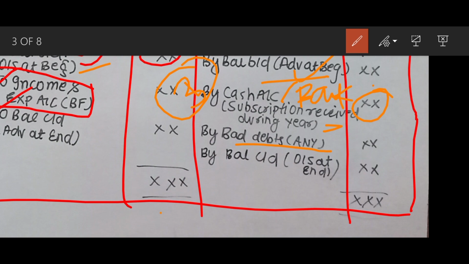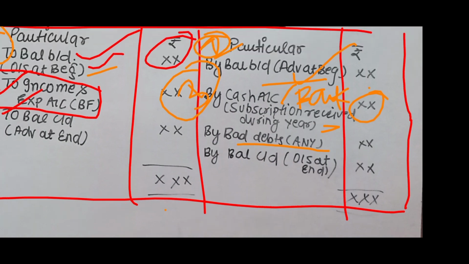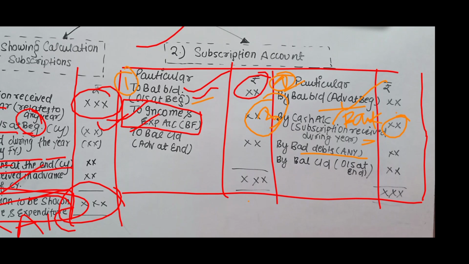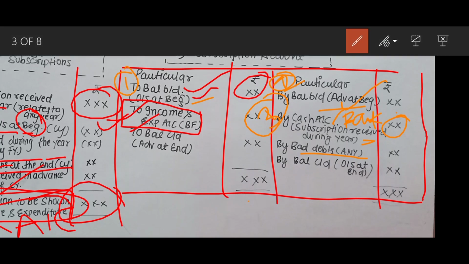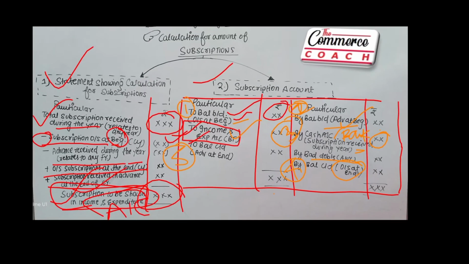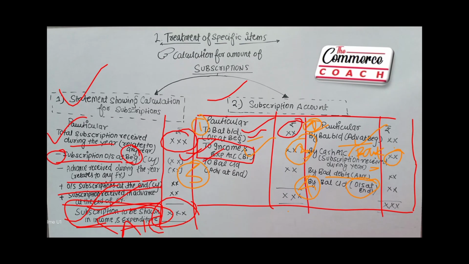Then at the fourth step you have to write balance CD outstanding at the end. Then you have to write balance CD of advance at the end. Then finally you will get the amount as a balancing figure. So this was all about the treatment of subscriptions, or I can say special item number 1.